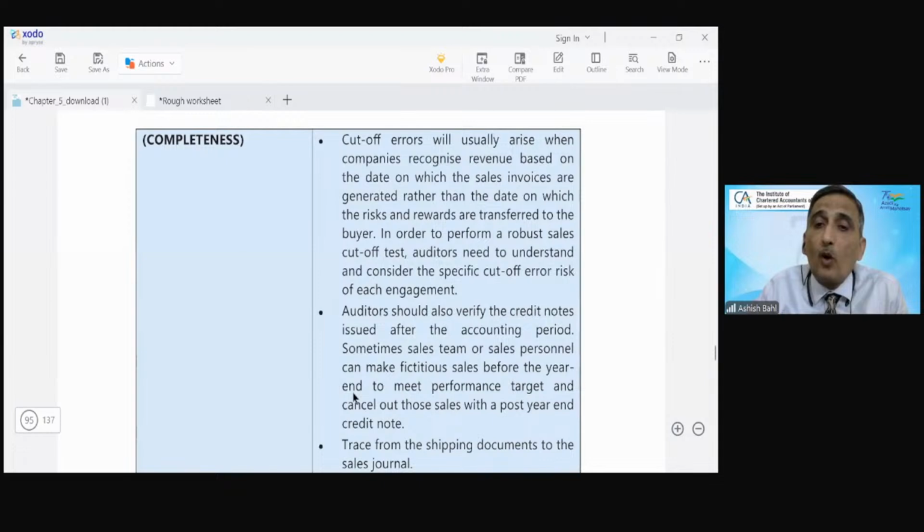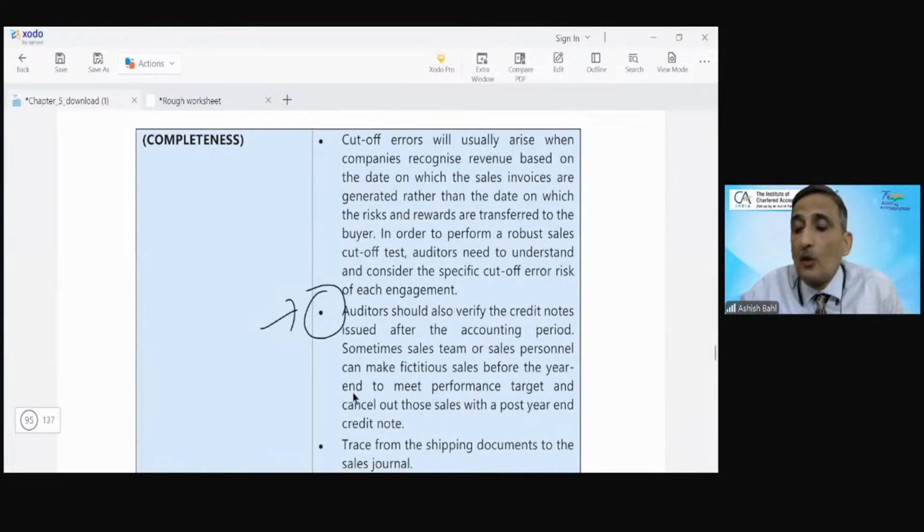And another important point for the auditors is to verify the credit notes issued after the accounting period. So students, what happens is sometimes companies, in order to inflate their sales, inflate their sales near the year end and cancel out their sales by issuing credit notes in the beginning of next year. Okay, so if such a thing is there, then the auditor has to verify it.